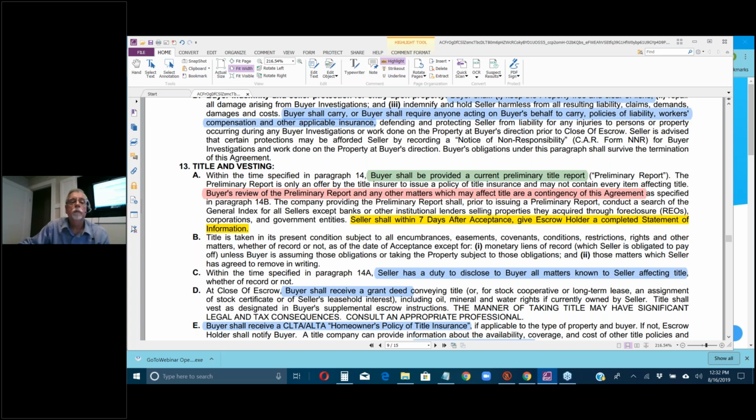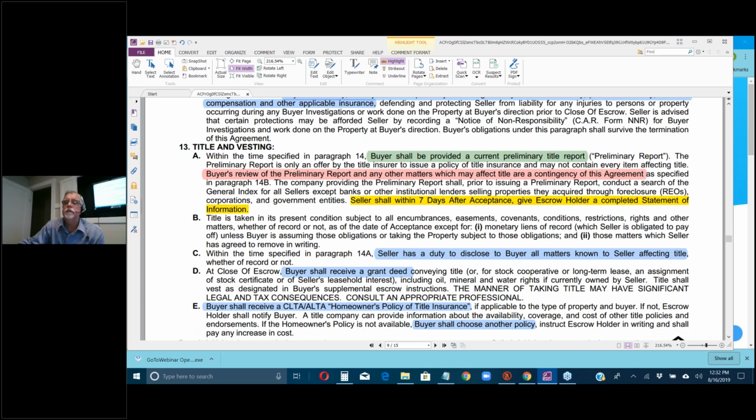All right. Within the seller shall disclose, let's say, title is taken in its present condition, subject to all encumbrances, easements, covenants, conditions, restrictions, rights, and other matters of record or not as of the date of acceptance, unless buyer is assuming those liens.